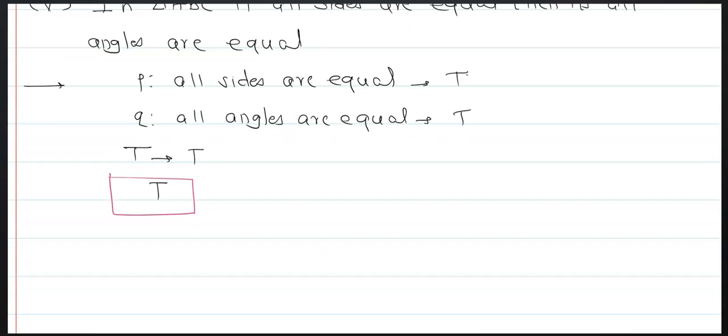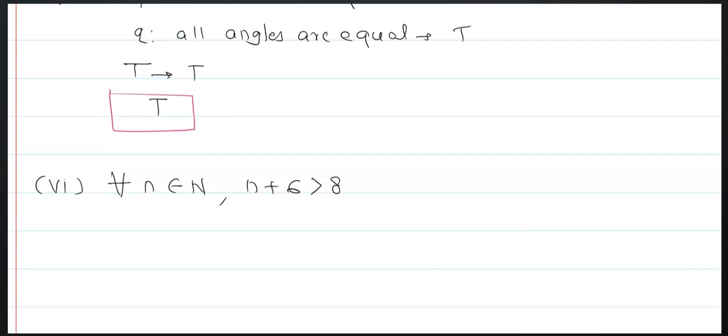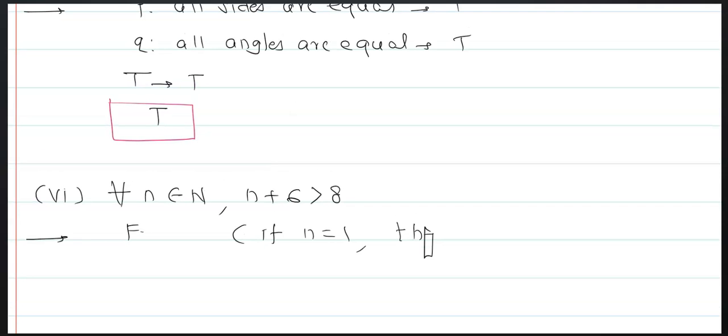Now the sixth one. For every n belongs to the set of natural numbers, n plus 6 is greater than 8. This is not possible. For every n belongs to capital N, n plus 6 is greater than 8, this is not possible. It's false.